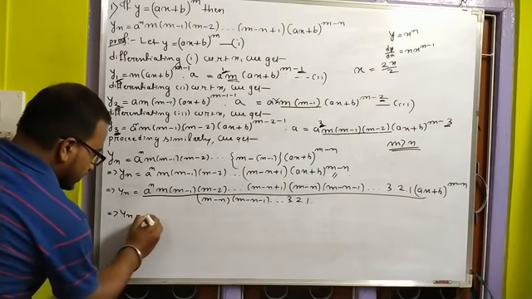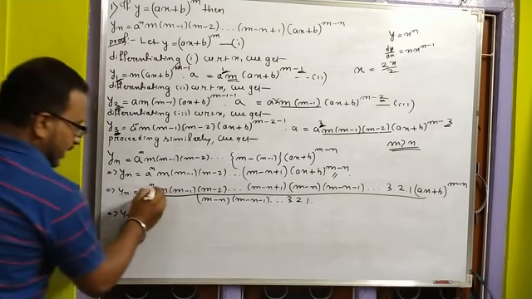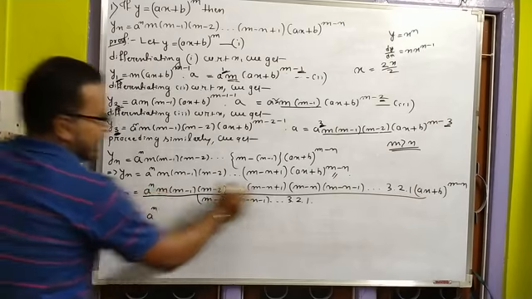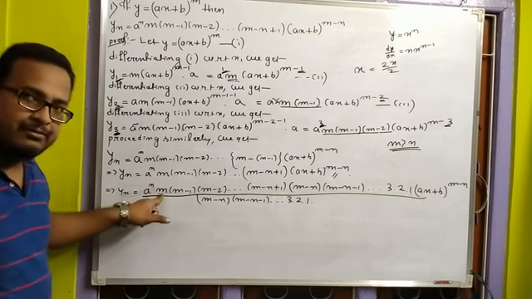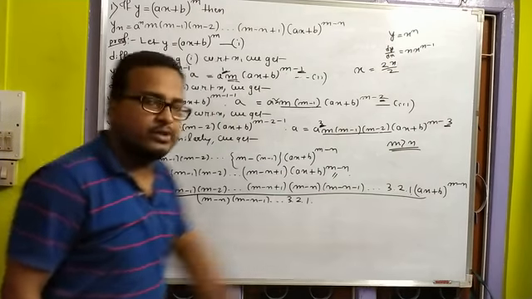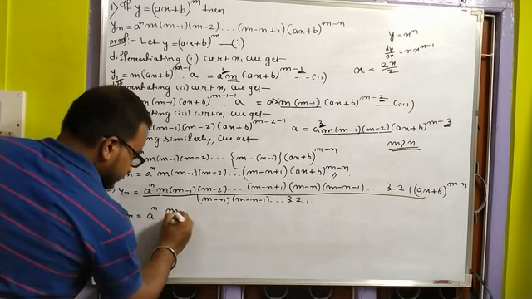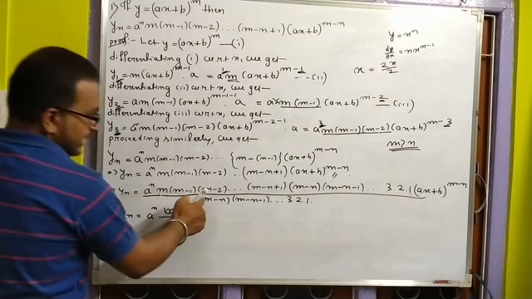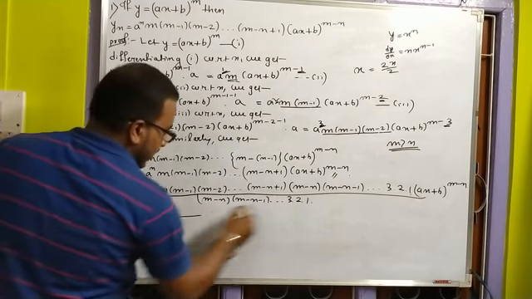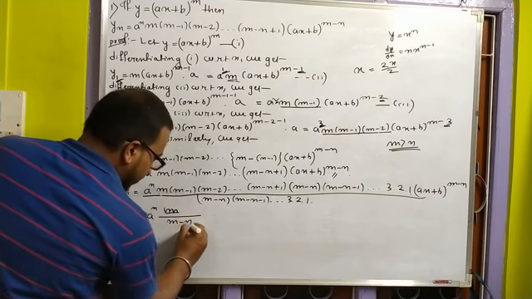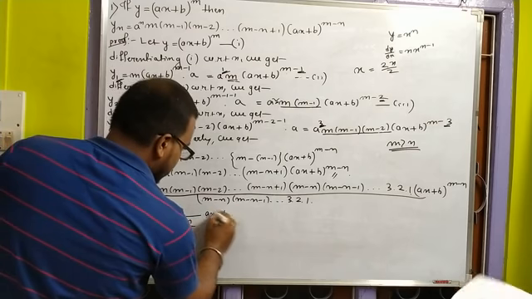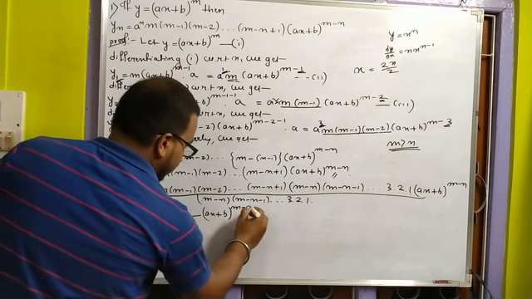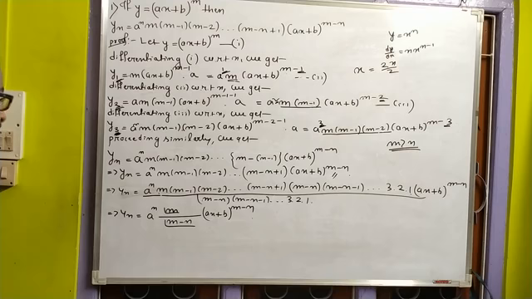Now you see, what is this term? y_n equals, it is a to the power n. Now this quantity starts from 1 and ends with 1. You see, this term starts with m and ends with 1. So it will be what? Factorial m. Right? And this term starts with m minus 1 and ends with 1, so it will be factorial m minus n. Right? And this is what? (ax plus b) whole thing to the power m minus n. Okay?